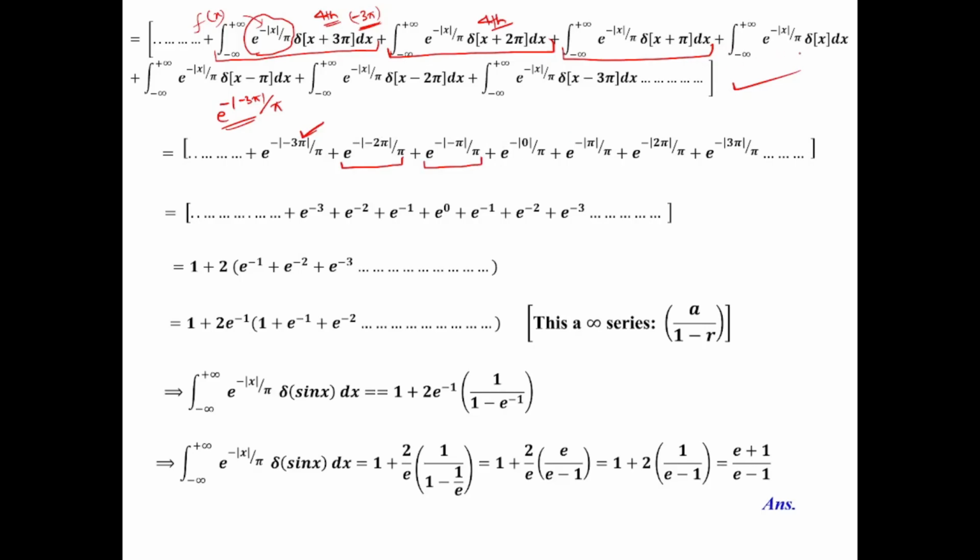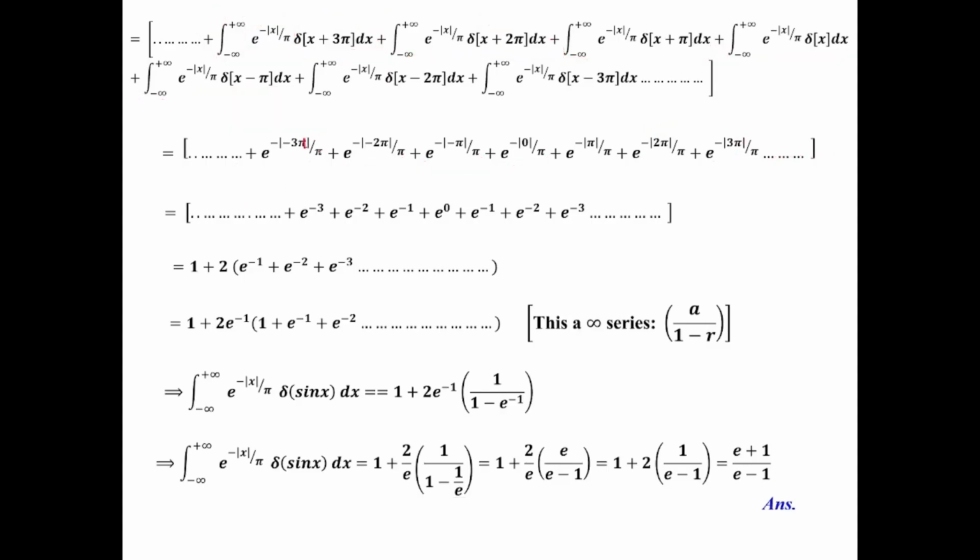Okay, and from this term we can get this one, and from this term we can get e to the power minus pi mod by pi, then we can get e to the minus 2 pi mod by pi, this one, and so on. Okay, here you can see pi got cancelled, mod value negative is positive, so from this we can get e to the minus 3, then e to the minus 2, e to the minus 1, this will be e to the 0. From this we can get e to the minus 1, e to the minus 2, from this e to the minus 3, and so on.